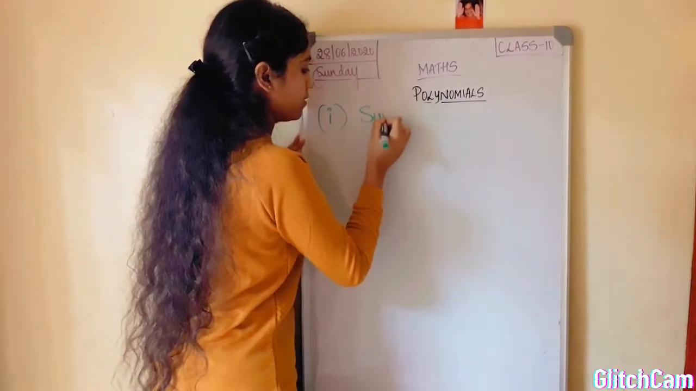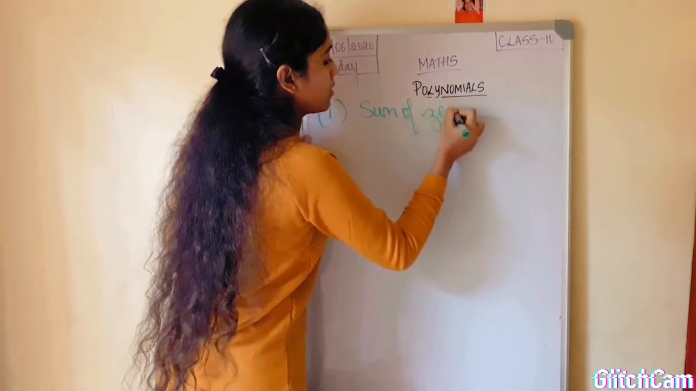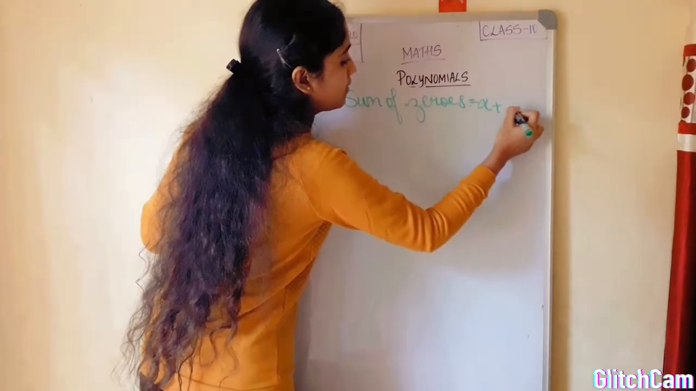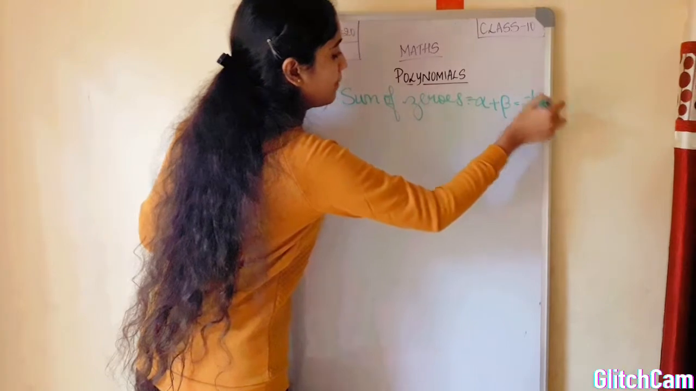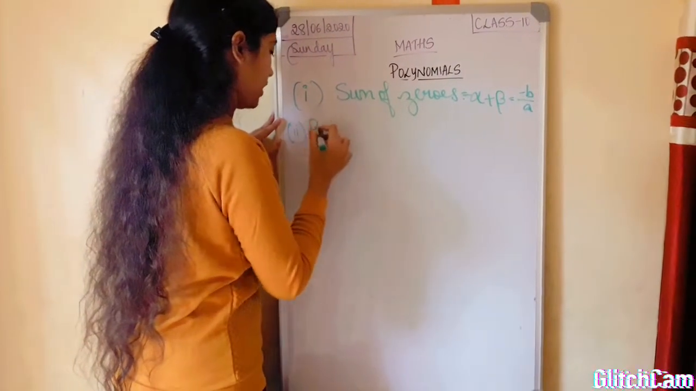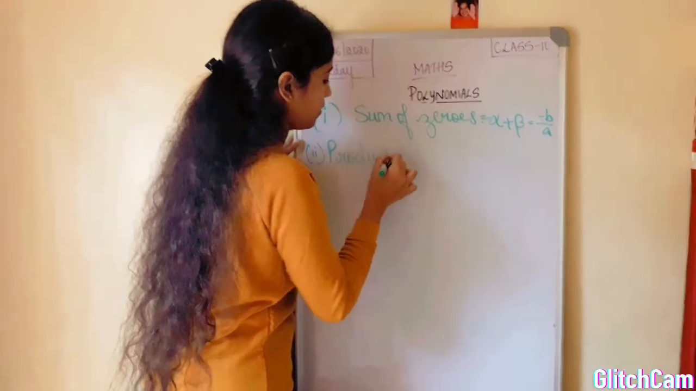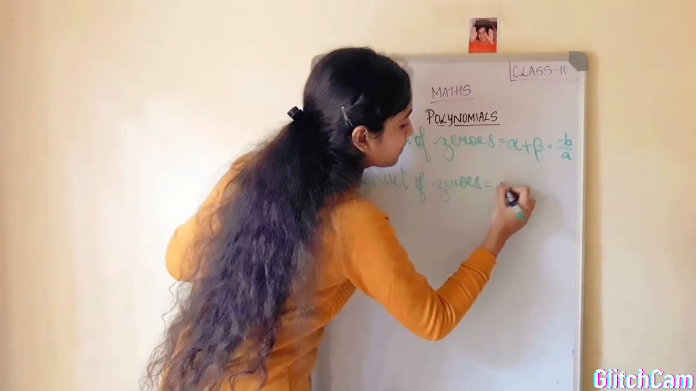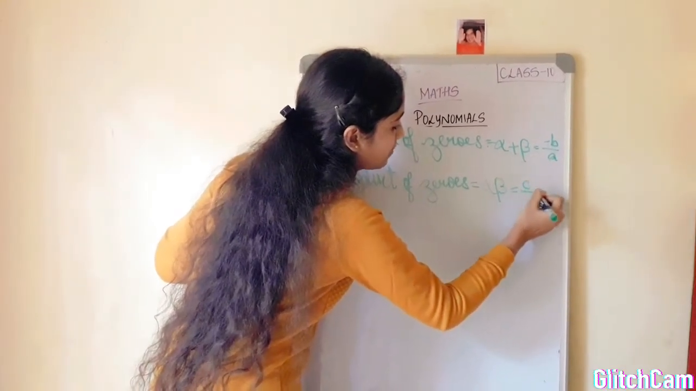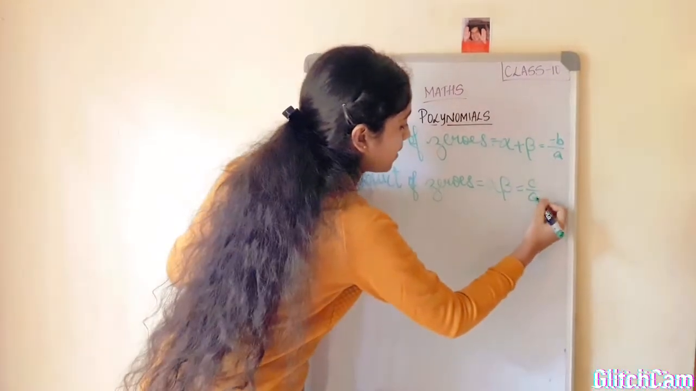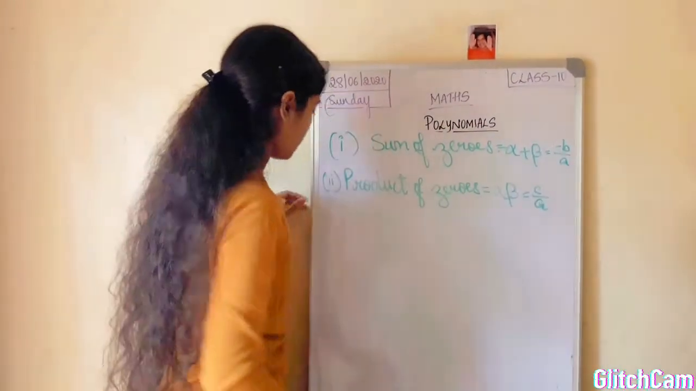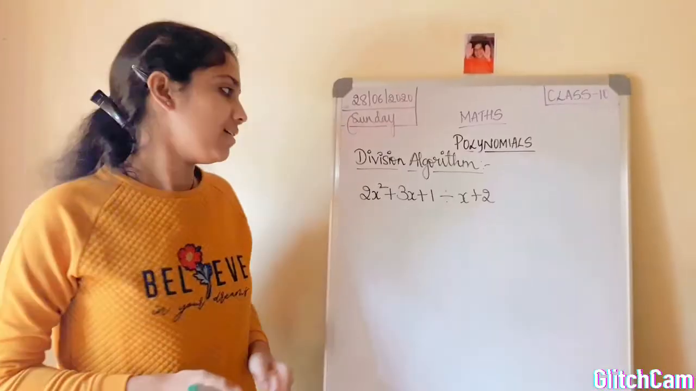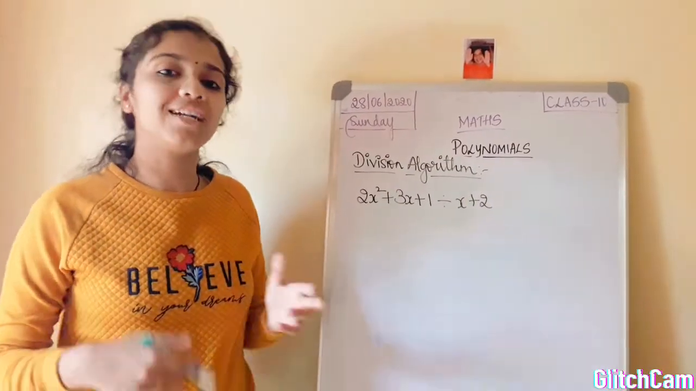Sum of zeros, that is nothing but alpha plus beta is equal to minus b by a, and product of zeros, that is nothing but alpha beta, which is equal to c by a. Now this is for the quadratic polynomials. So you already know this because you have already done this in your 9th standard.